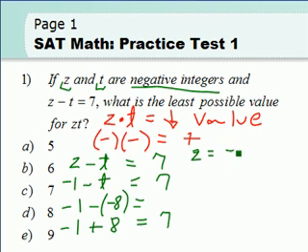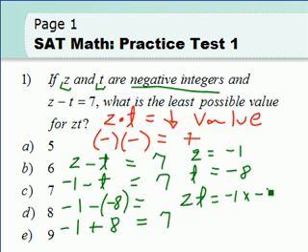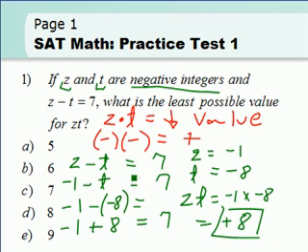So now I know the value for both of them. z is equal to negative 1 and t is equal to negative 8. Both integers are negative, and when I multiply z times t, that is equal to negative 1 times negative 8, and the product there is equal to positive 8. And that is the answer. The answer here is letter D, 8.